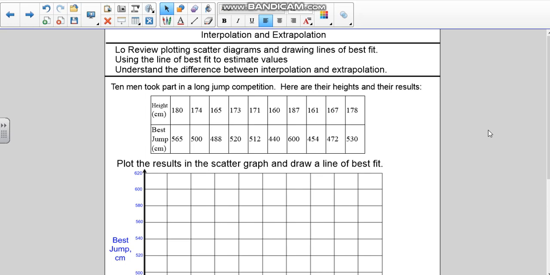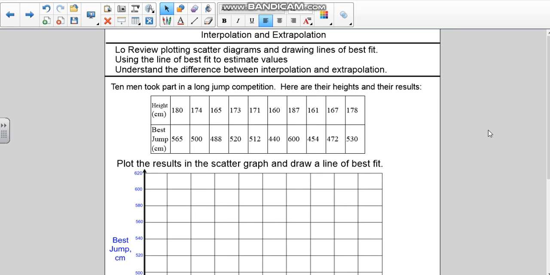We'll look at how we use our line of best fit to estimate values. And then we're going to look at the meanings of interpolation and extrapolation. What's the difference, and when is it good to interpolate, when is it good to extrapolate?